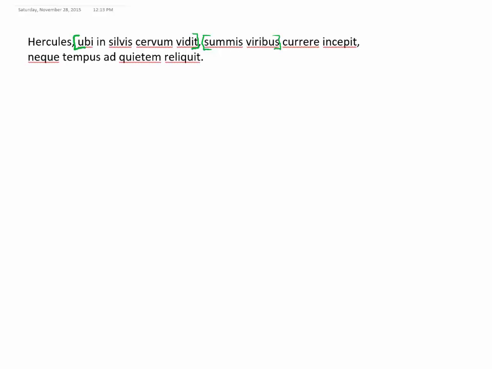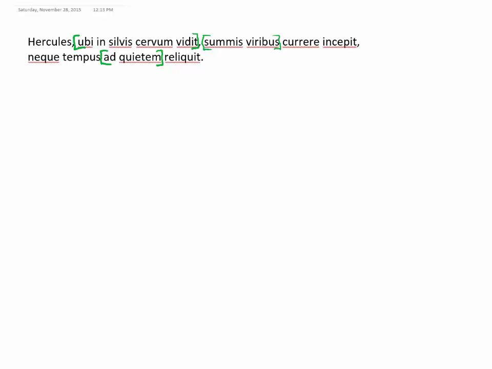Then I've got neque, tempus ad quietem reliquit. So first of all, I can bracket off ad quietem because there's a preposition and an accusative, so I can bracket that off right away as a prepositional phrase, leaving me with what are probably kernel items, right? So I've got reliquit here, which is a verb, and then I've got tempus. So now I can start marking up my kernel items, which I usually do too.